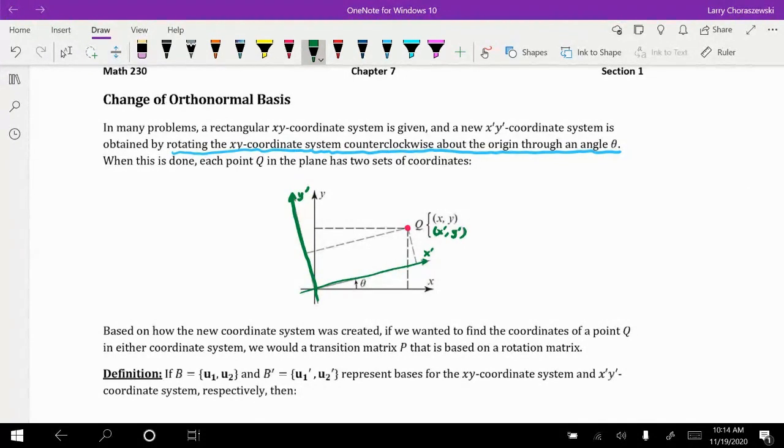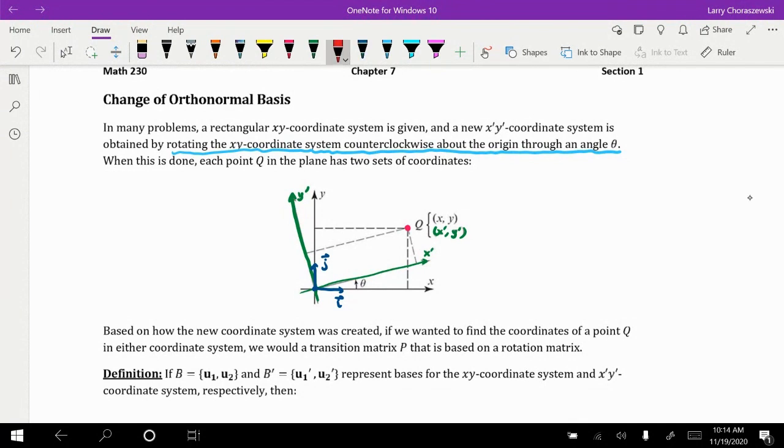Now, this actually relates to something we were doing back in chapter 4, where it was a change of basis. So the ordered pair x comma y would be based on these two basis vectors, i and j. Now, if we want to obtain the x prime, y prime coordinate system by rotating the x-axis and y-axis by an angle of theta, then naturally these two vectors are going to be rotated counterclockwise by that same angle. And when you do that, they yield two different basis vectors.